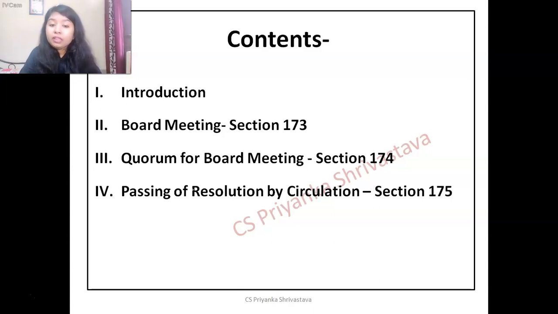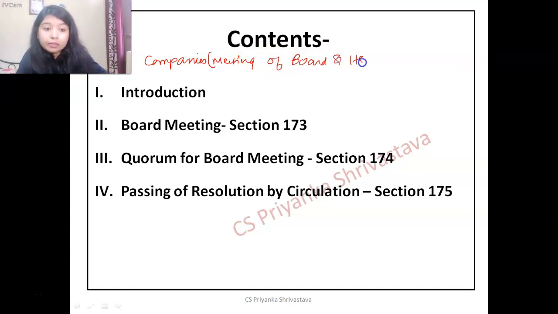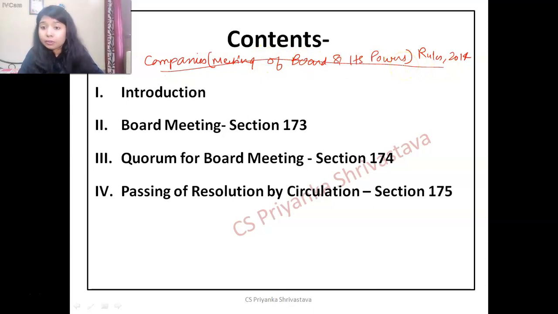So in board meetings we are going to study section 173 plus the rules. The rules we are covering here will be Companies (Meetings of Board and its Powers) Rules, 2014. So that is the name of the rule that governs this complete chapter.